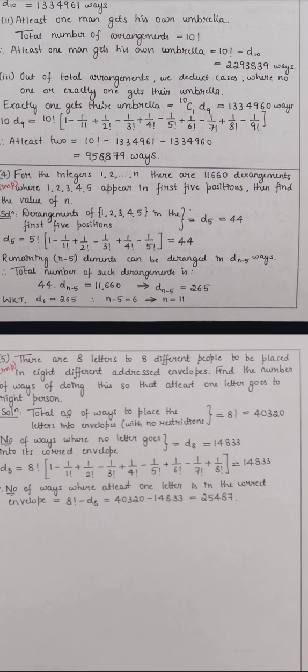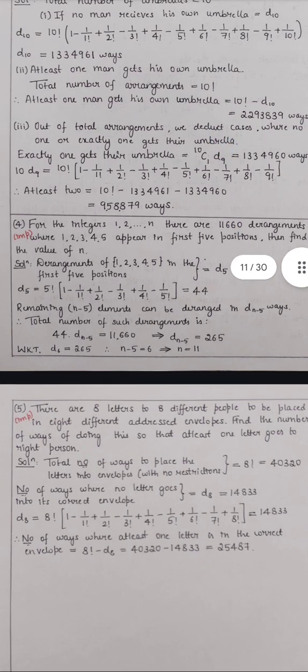The overall total arrangements is 10 factorial. Then we deduct the case where no one gets their umbrella, that is the first case. And then again we deduct the second case, that is exactly one gets his own umbrella. Then we will get the answer as 958879.